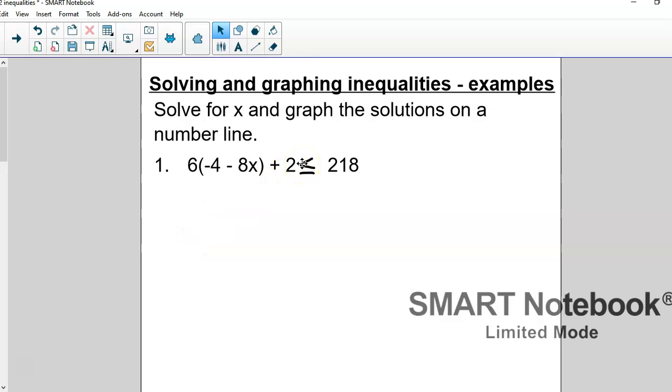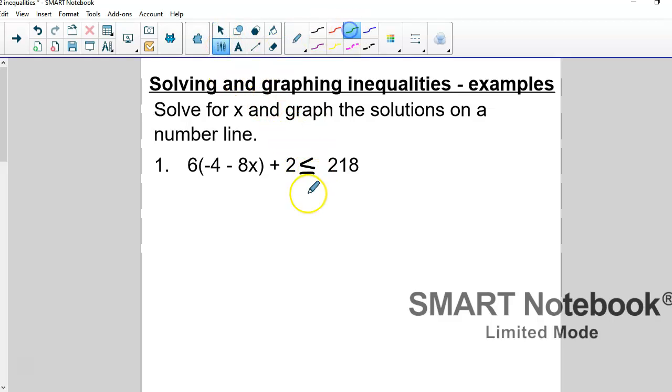We're going to do 3 examples, and if you would like to take notes, that would probably be a good idea. And feel free to watch this video more than one time, and feel free to pause it as well if you're taking notes. So for our first example here, here's our inequality, and as you can see, it looks similar to an equation, but instead of an equal sign, there's a less than or equal to sign.